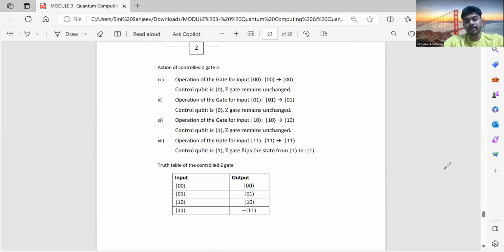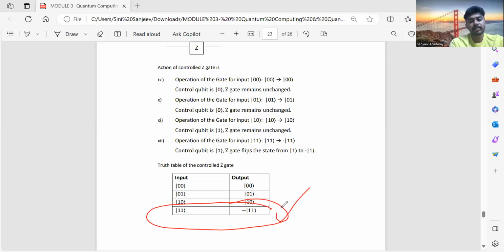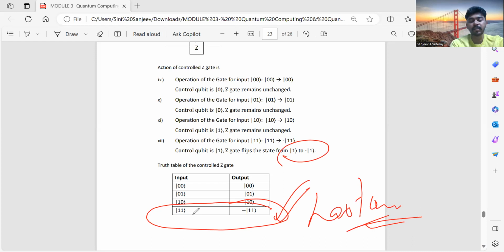And coming to this one, what is it? The Z gate, correct? In the Z gate, only the last one is interchanged. For the rest, there is no change in input and output. Only the last one is interchanged. The minus sign is because it is flipping the state from 1 to -1. That's all. So make sure that you draw the table and the diagram neatly for the gate problems.